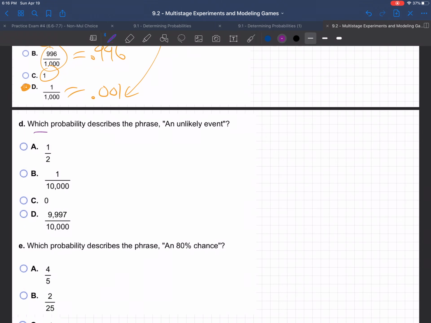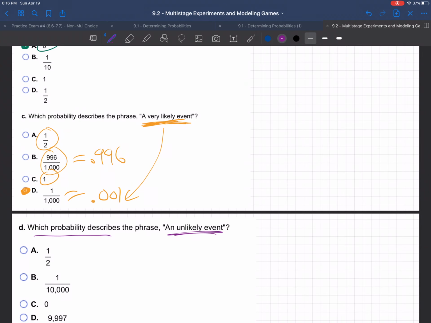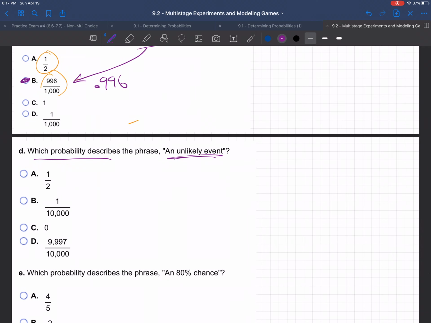Which probability describes the phrase an unlikely event? Unlikely event. Oh, I'm sorry. Did I do the wrong thing? I did not read the question. It said a very likely event, didn't it? A very likely event. So this answer should have been here. Very likely should have been there. 0.996. And then this one, an unlikely is 1 in 10,000.